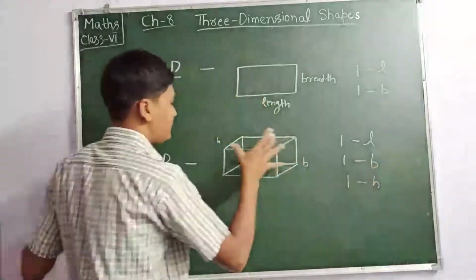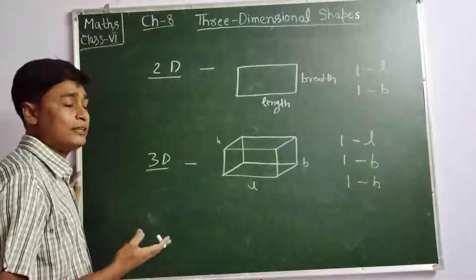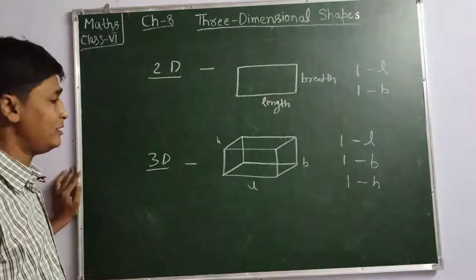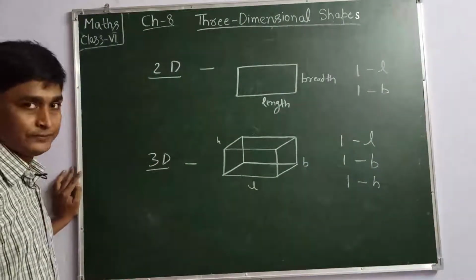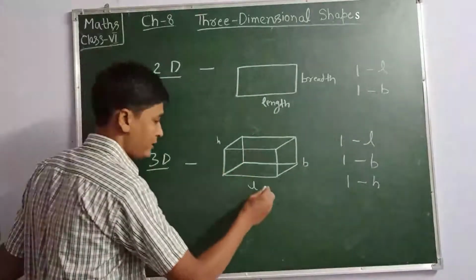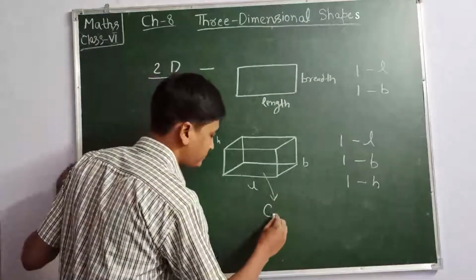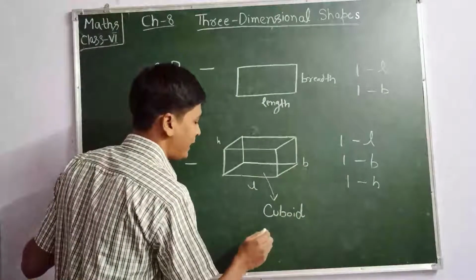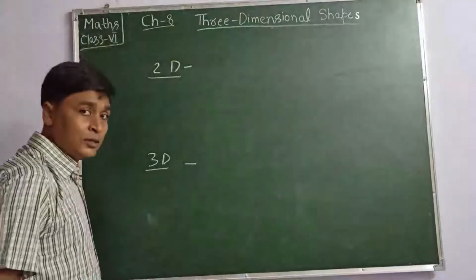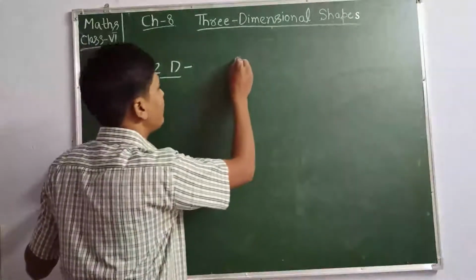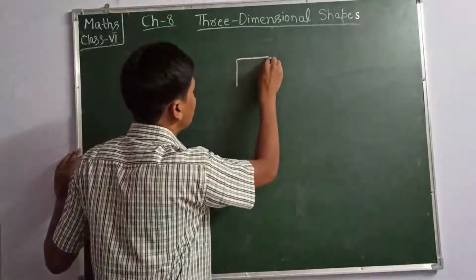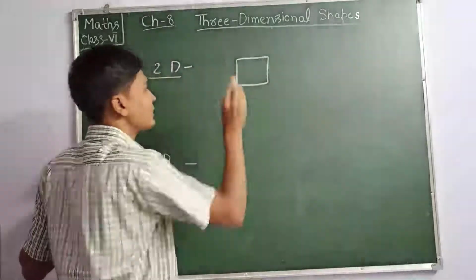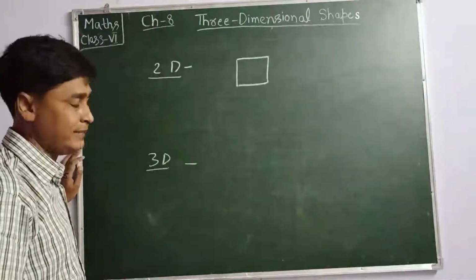This type of figure which has three things, length, breadth, and height, is called 3-dimension. And this figure is called a cuboid. Now let's talk about another figure. What is the name of this figure? Who will tell? This is a square. Yes.